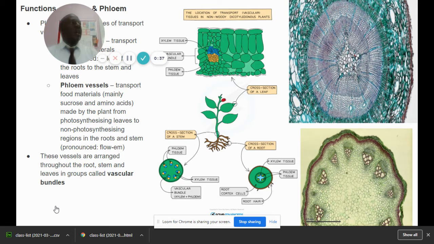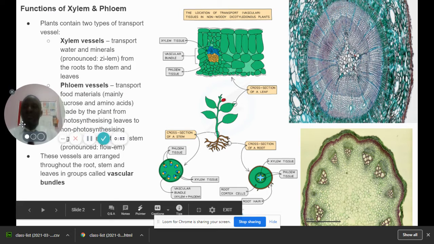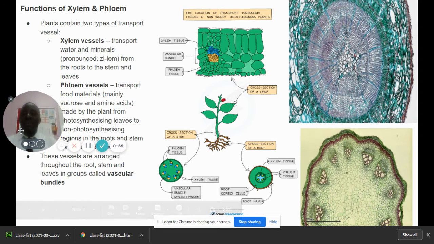So when we look at how plants move materials from one place to another, maybe from the soil to the leaves of a tall tree, today we're going to look at the system which is known as the vascular system. The vascular system or vascular bundle was incorporated into plants, and it is important in the movement of materials from the soil to the leaves of a tall tree.